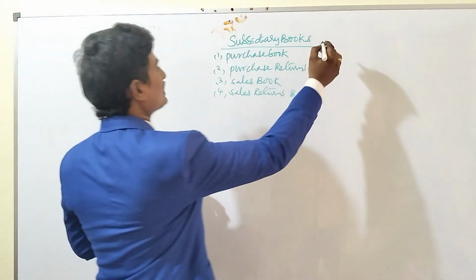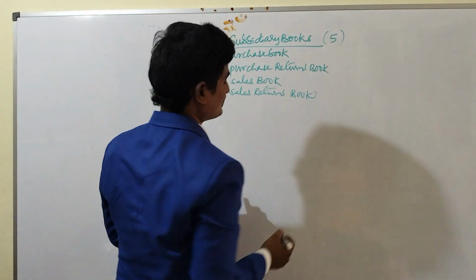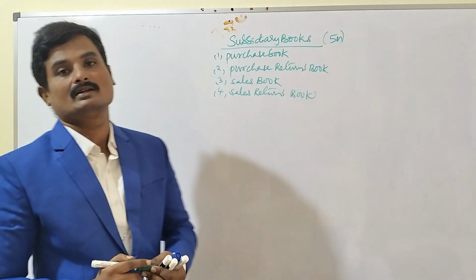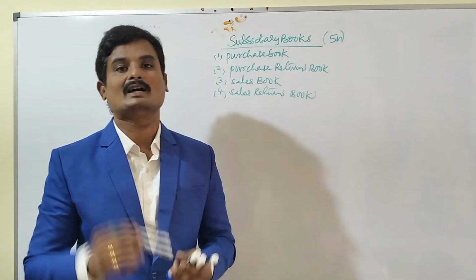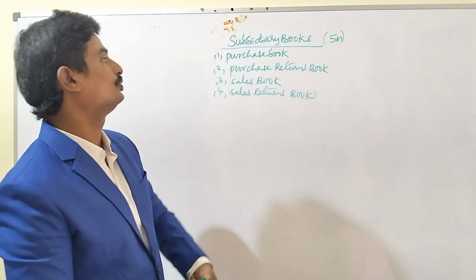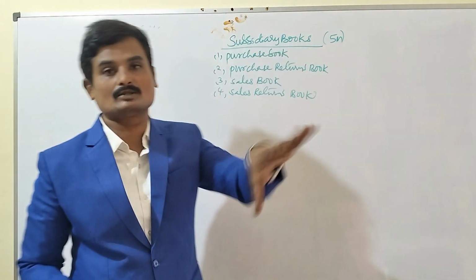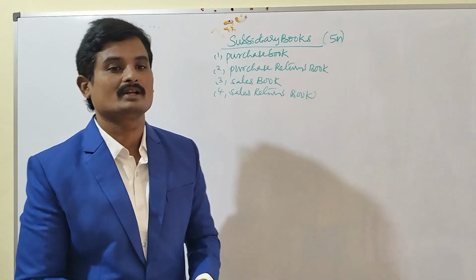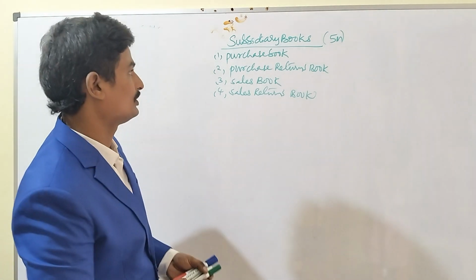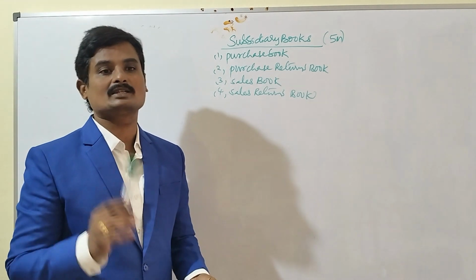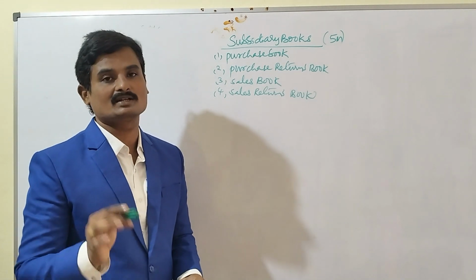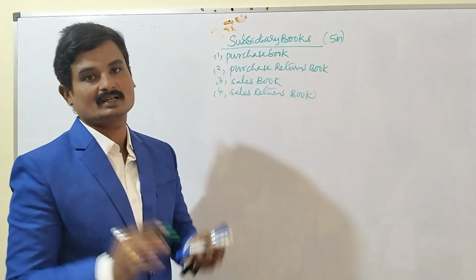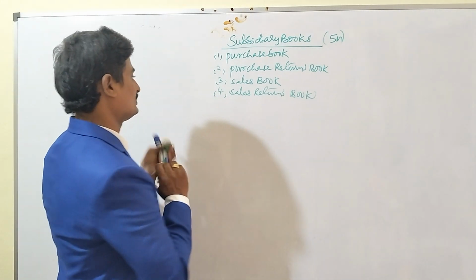This question is asked for 5 marks, and in the examination they will ask to prepare only 2, purchase book and purchase returns book, or sales book and sales returns book. So what are the principles to be considered while preparing subsidiary books? First I will explain the principles.